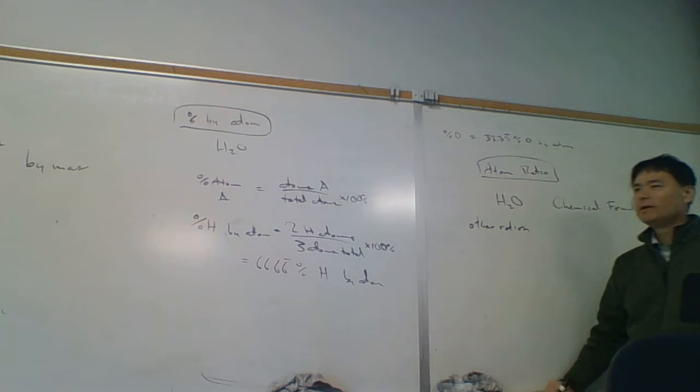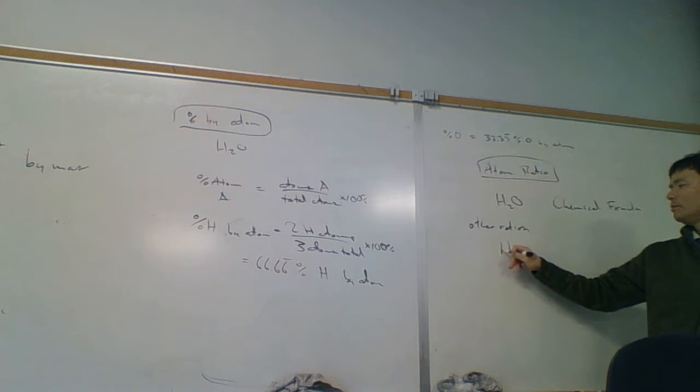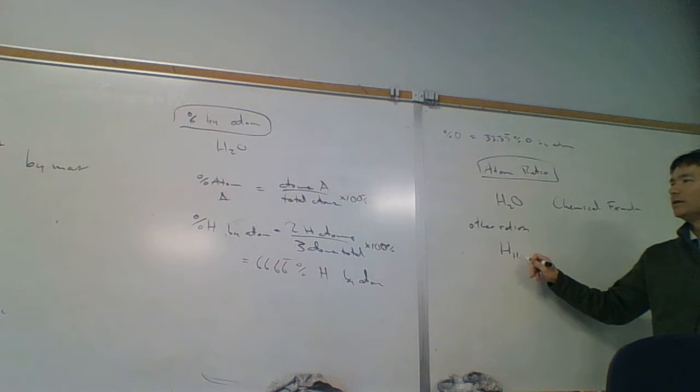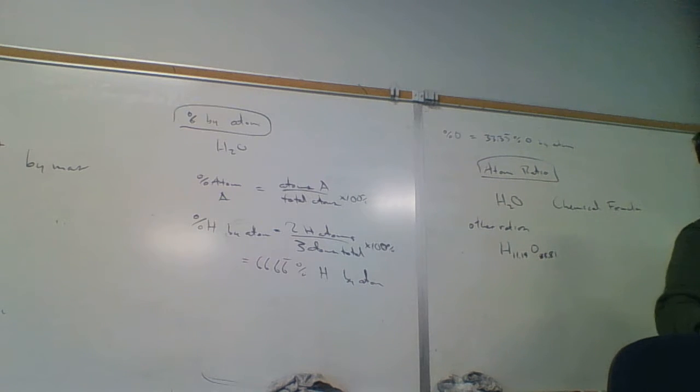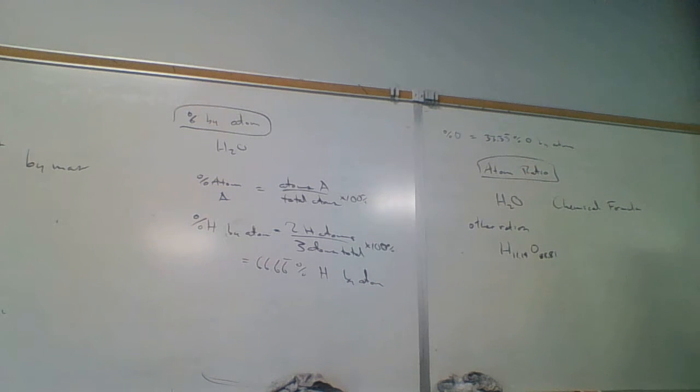The other ratios would be a mass ratio. A mass ratio would be H 11.19, O 88.81. So if somebody asks you, hey, what's the composition of water? You'd say H 11.19, O 88.81. Is doing a mass ratio very convenient? Is it an easy number to remember? No. And so this is the mass ratio.